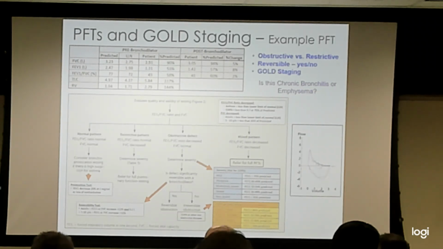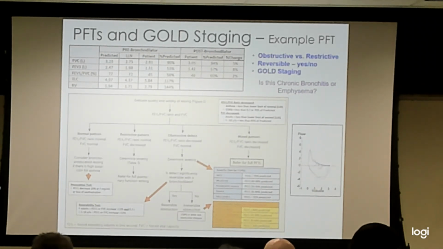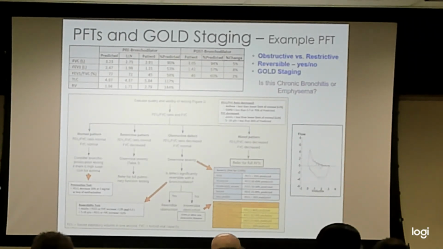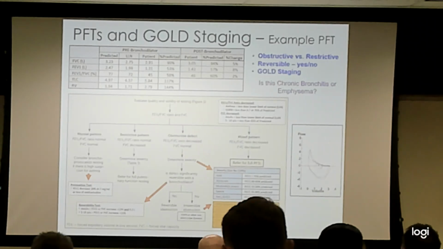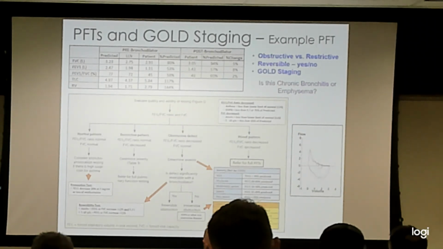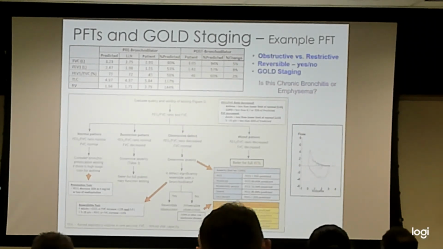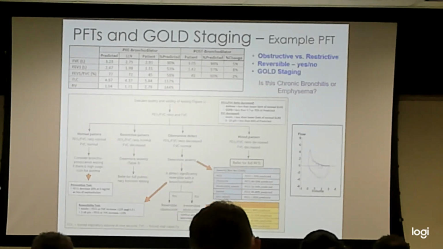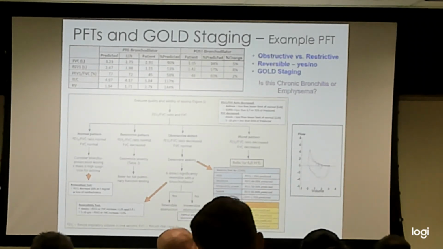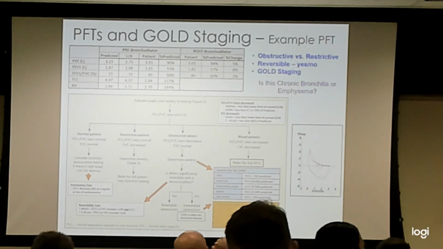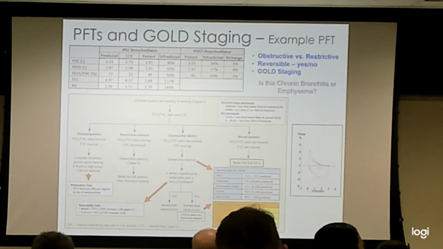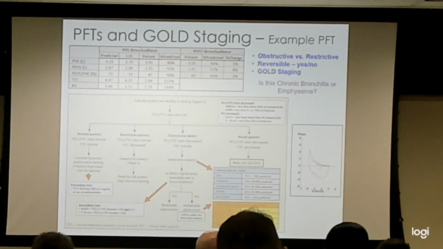And again, GOLD staging, you're going to have this chart. It's going to say post-bronchodilator FEV1. You just have to find it on that thing up there, which can be tricky, I understand. Sometimes I have trouble. But we're talking about the percentage of predicted FEV1 on post-bronchodilator. You come down here to the bottom, you find out which range that is, and then you can decide which stage it's in. Again, you're going to get this. You'll have something like this on the test. You just need to be able to find the information.